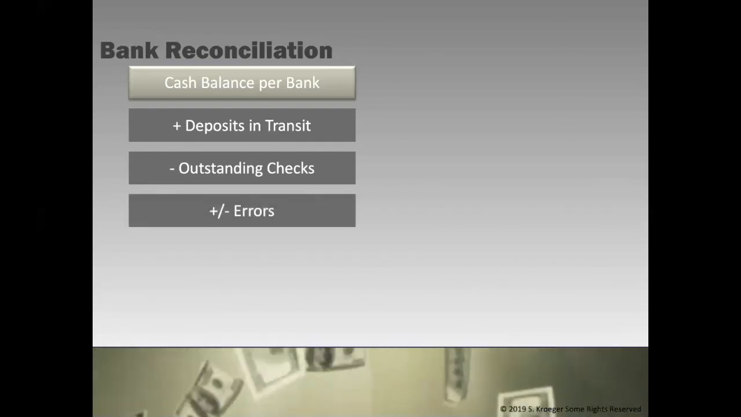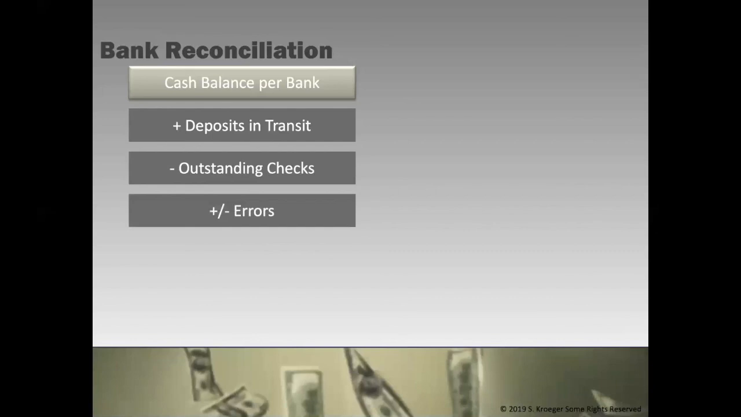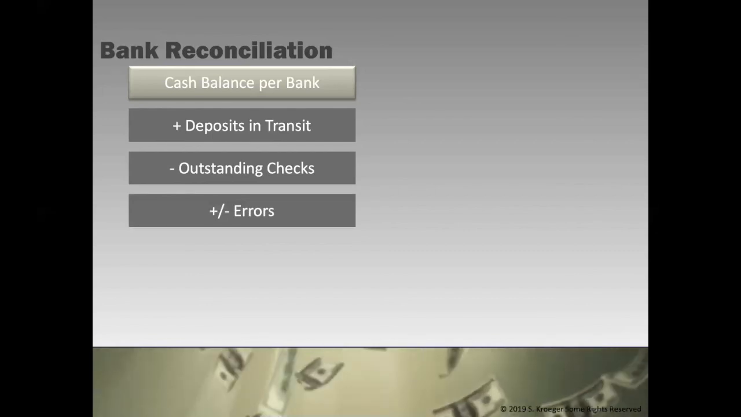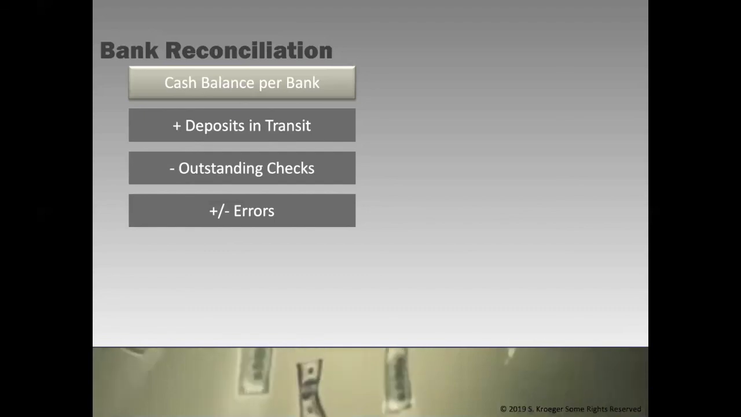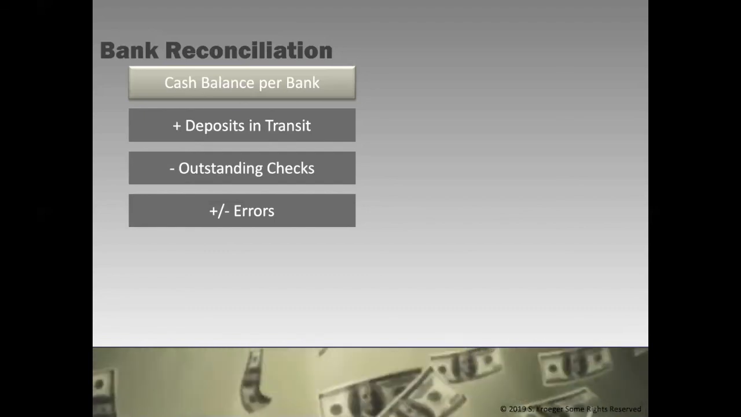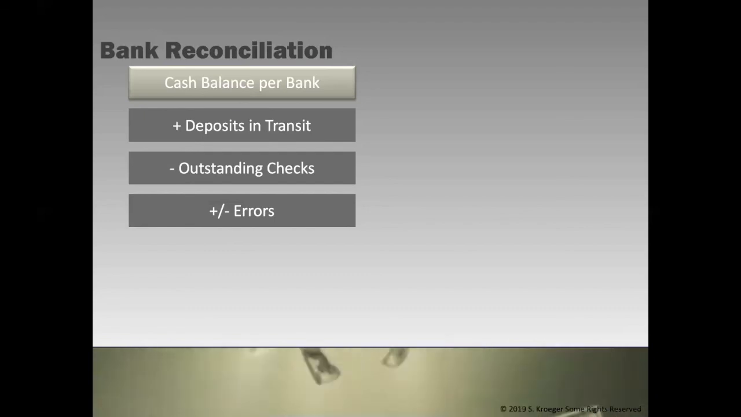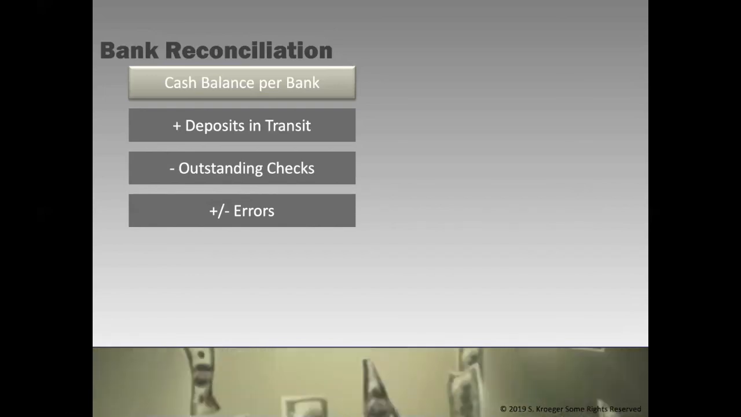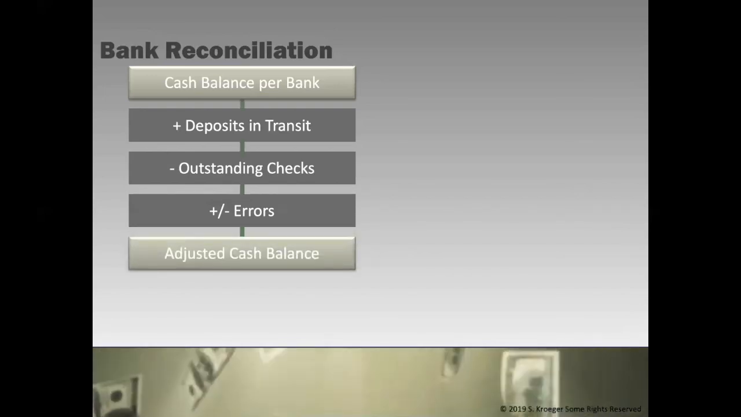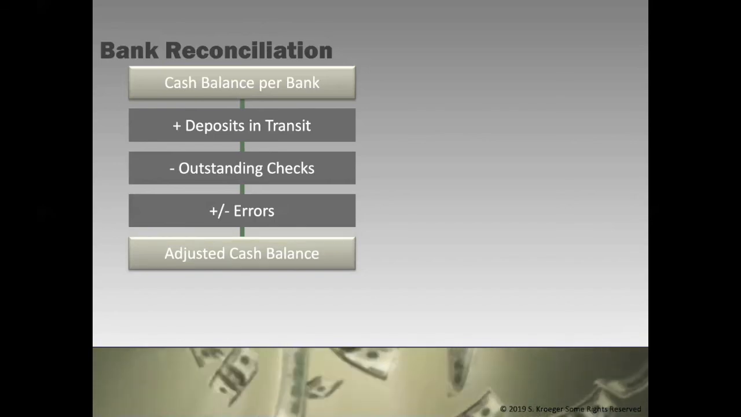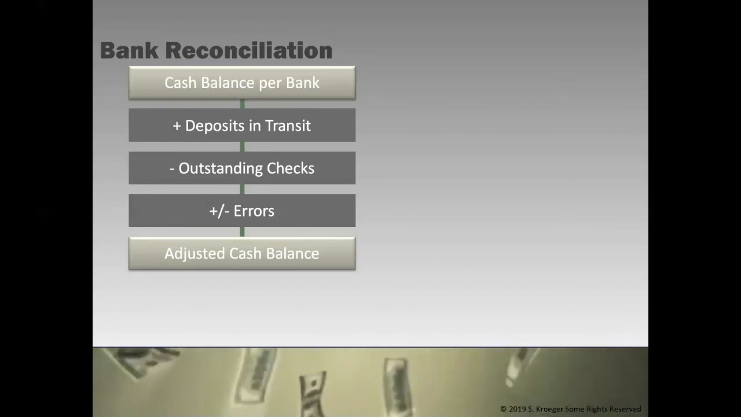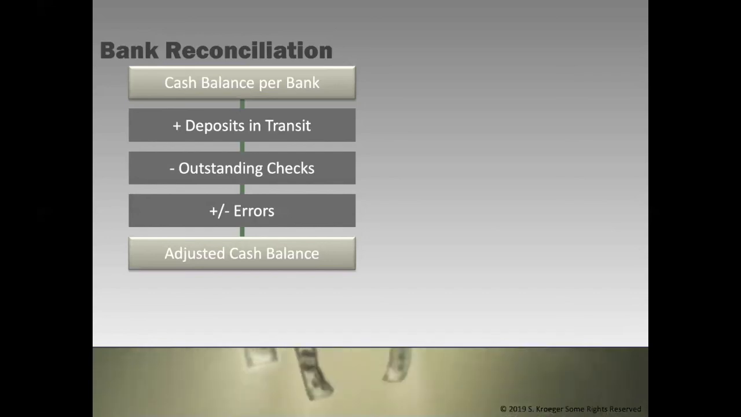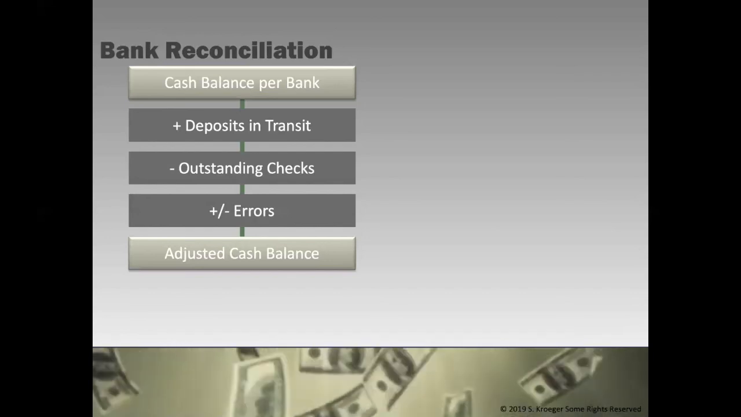The last item would be errors. If there's an error that the bank had made, then you would have to update this on the bank side. For example, if the bank erroneously made a deposit or cashed out a check for the wrong amount, you would have to contact them to fix it, but then your account would be updated that amount. Once you total all these together, you get your adjusted cash balance. I always call this your correct balance or your true balance. When everything clears and is said and done, this is what my balance should be in my bank account.